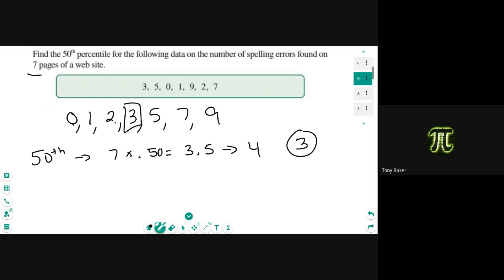50% is the median. But let's say I wanted the 80th percentile. Now we're going to do the exact same steps. We're going to follow this process. 7 times 0.80 is 5.6. So this would be my 6th number. We count over 1, 2, 3, 4, 5, 6. So that would be the 7th. So when we're looking for median, it was just the middle number. That was fine. Percentiles expands that out so I can find any number.